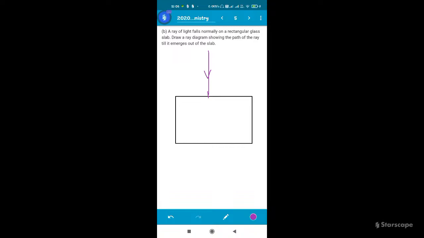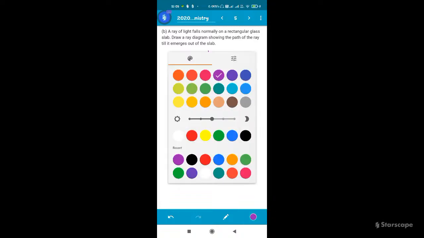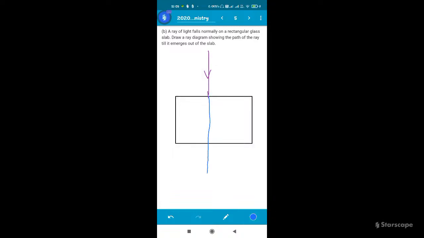You know one thing, that whenever a ray of light is falling on a transparent medium at an angle of 90 degrees, it will not show any refraction. It will directly move through in the same direction and pass out of the other face. So your final diagram will be like this. It is moving perpendicular only. It is not showing any deviation from its path because the angle is 90 degrees.